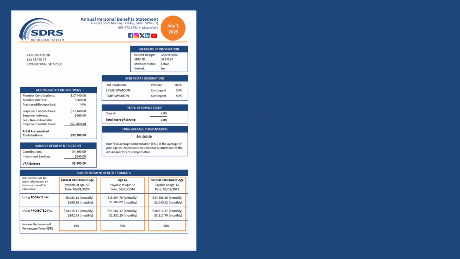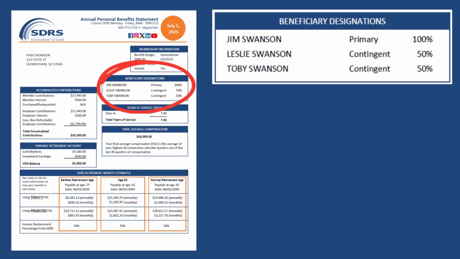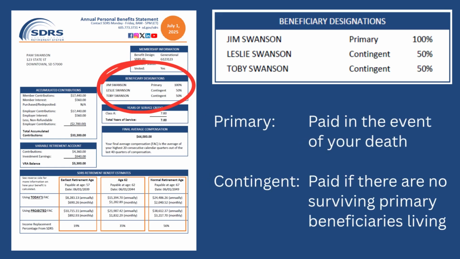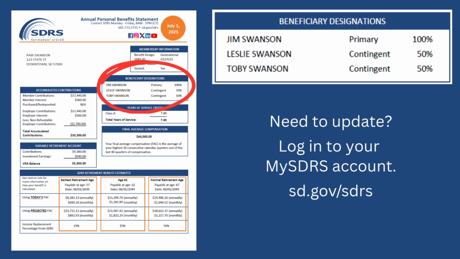Next, Pam can easily see who she has listed as her beneficiaries. Primary beneficiaries are those who will be paid in the event of your death. If your primary beneficiaries predecease you, payment would be made to the contingent beneficiaries. If you need to update your beneficiary designations, log into your MySDRS account through the SDRS website.